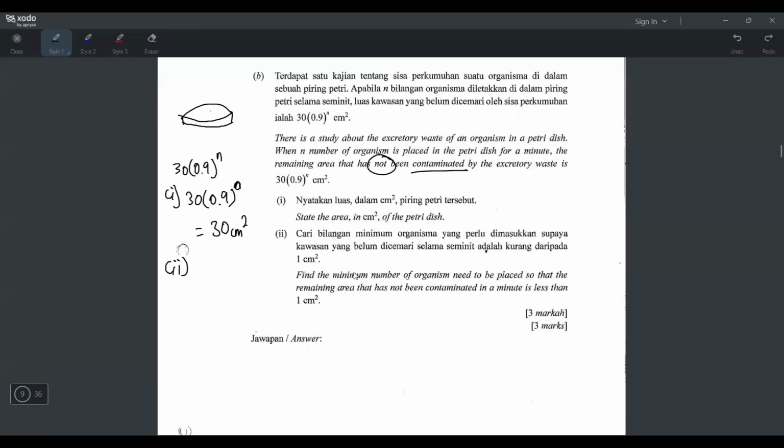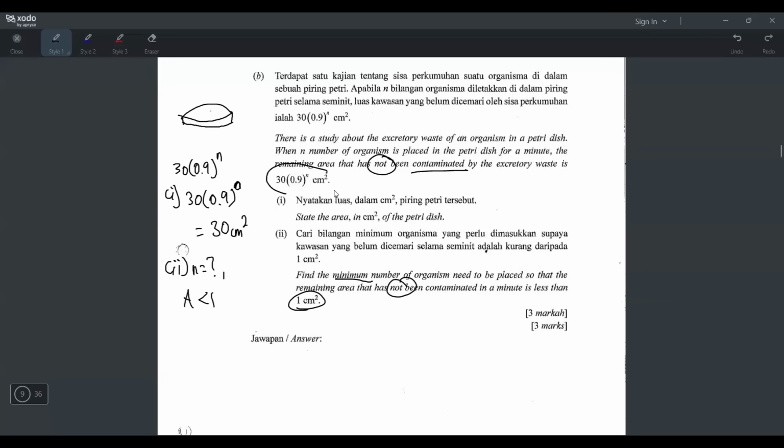Okay, number 2. Find the minimum number of organisms needed to be placed so that the remaining area that has not been contaminated in a minute is less than 1 cm square. So it asks to find the number, means to find n. So if asked to find n, it means they must have given the area already. So did they give the area? Yes. The area not being contaminated is less than 1. So the area that has not been contaminated is less than 1.